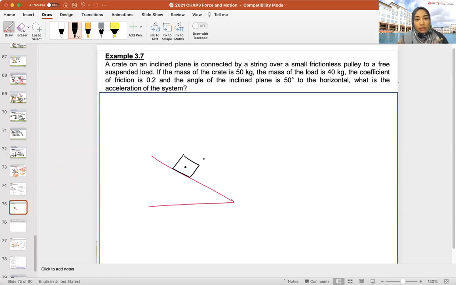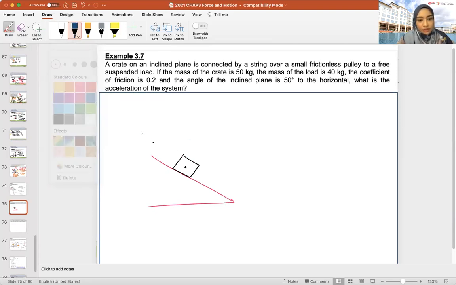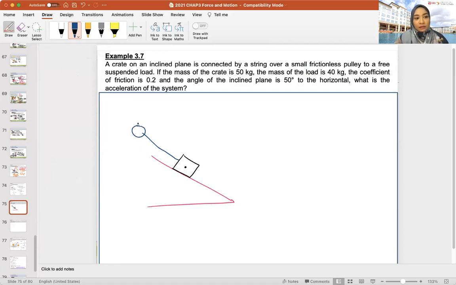Okay, so this is our inclined plane. Sorry, this is our crate on an inclined plane that is connected by a string. So let's draw our string. Let's draw our string as green. Oh, this is blue, sorry. Over a small frictionless pulley. Okay, so immediately we know it's frictionless, therefore what? If we know it's frictionless or a smooth pulley, what was it that we need to know about this?